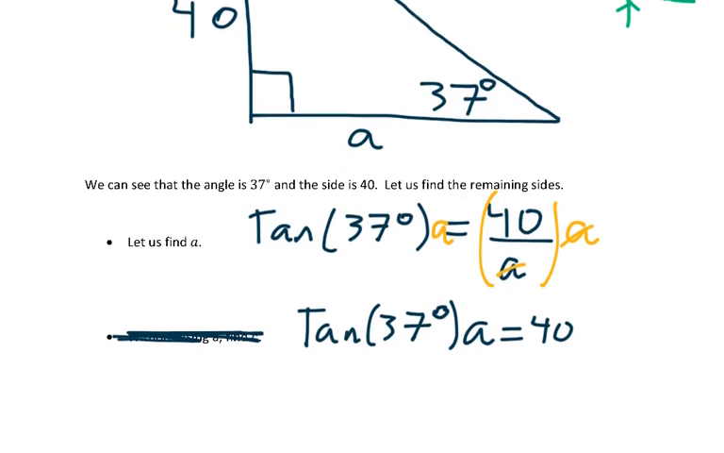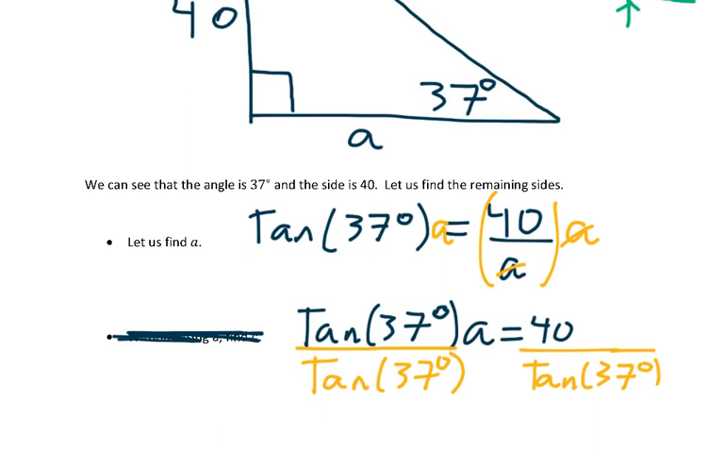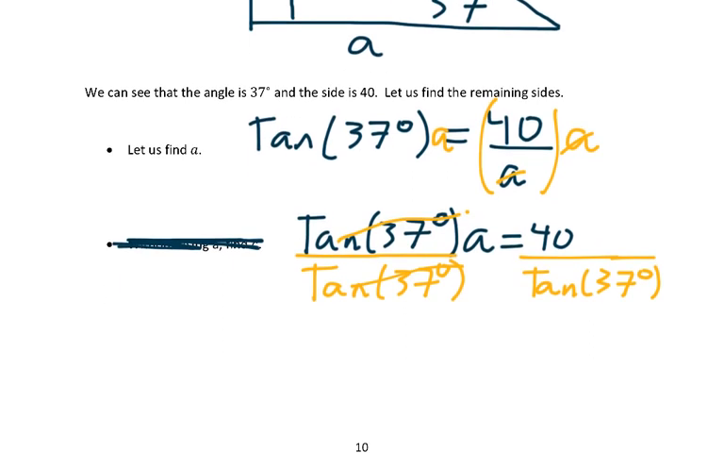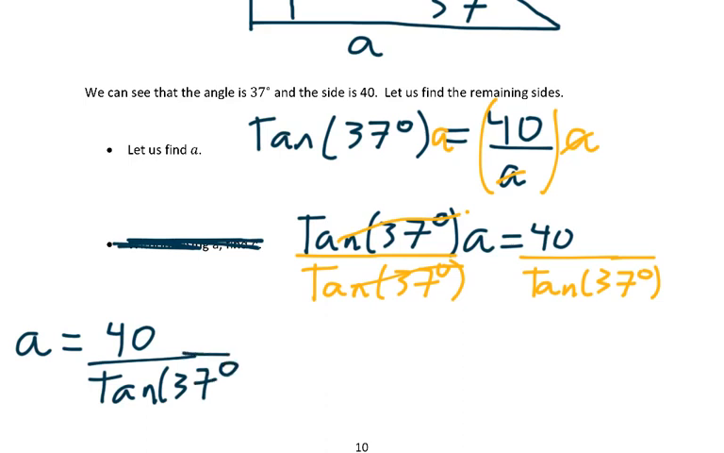Okay, we're not quite there because, again, we want A. So what do we do next? Well, let's divide by tangent of 37 degrees. Does that help us? Well, yeah, because these are going to cancel. We're going to be left with A equals 40 over the tangent of 37 degrees. All right, so now what we have to do is figure out what tangent of 37 degrees is. Well, that's where our calculator comes into play.